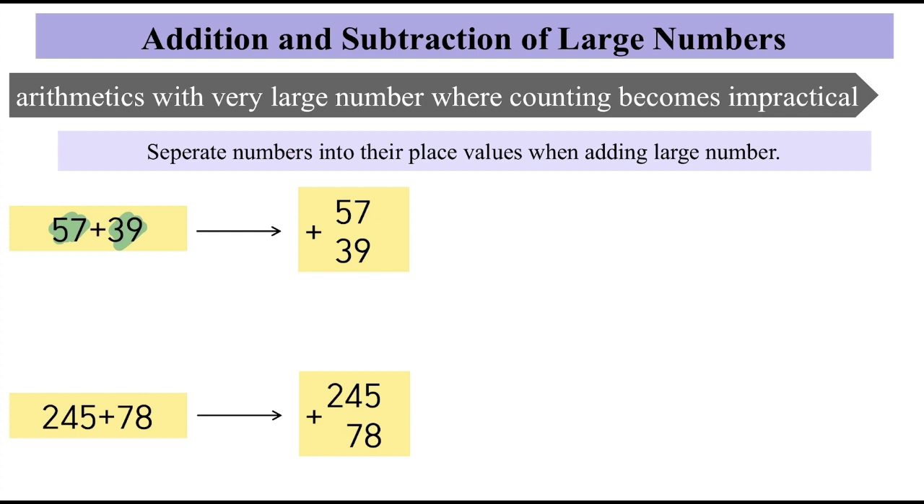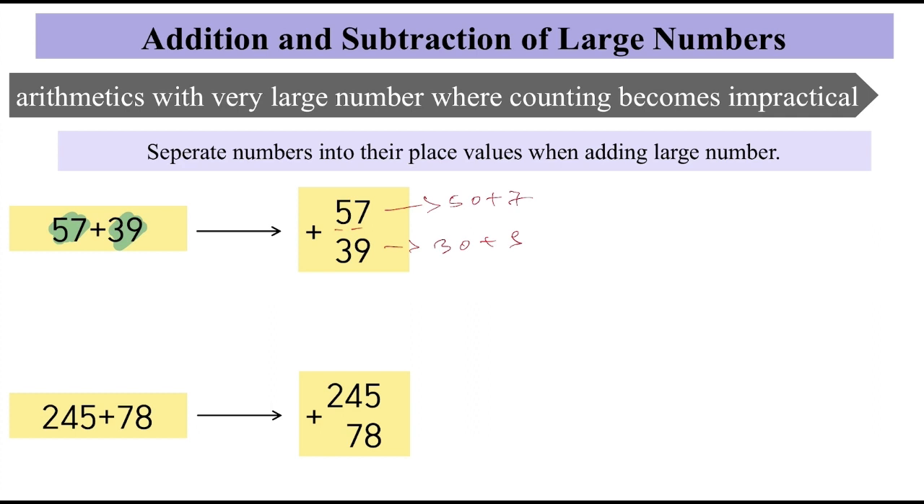We know this is the tens place, this one is the units place. So it would be 50 plus 7 if I separate it into its place values. Let's separate this one, 30 plus 9. While we are separating these numbers into their place values, we should write each place value under the other. For example, the units place should be written under the units place, the tens place under the tens place.